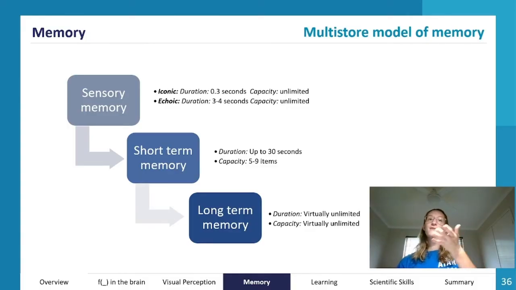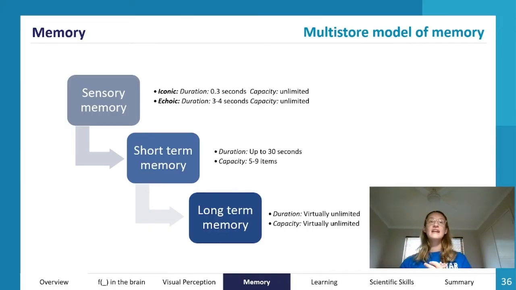So iconic is visual, and echoic, the echo, is our acoustic, our auditory encoding for sensory memory. So yeah, finding those little tricks to help you remember those things as well is really handy. Like we said with our sensory memory, it has an unlimited capacity, but only a very limited duration.